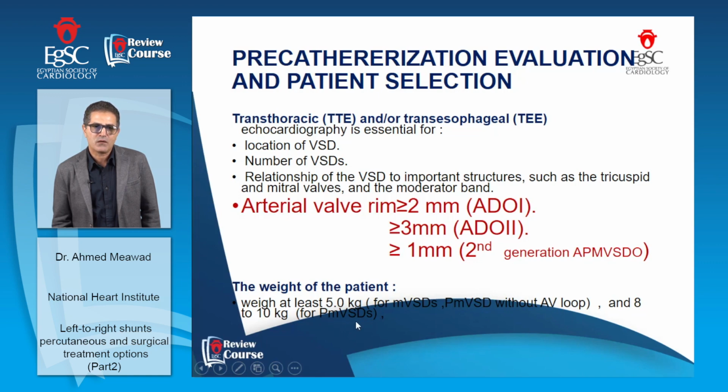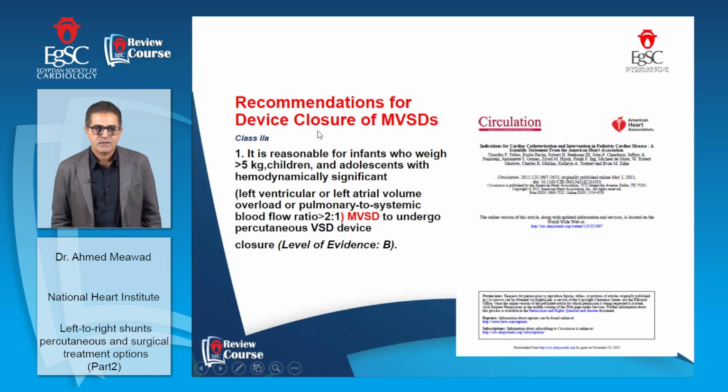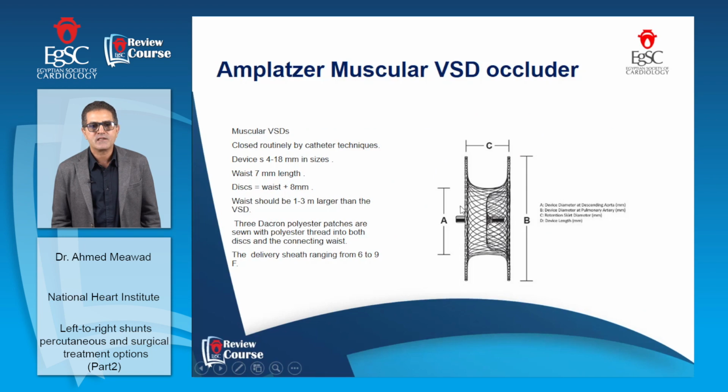perimembranous VSD closure. According to the guidelines, the only type indicated for transcatheter closure is the muscular VSD. It is considered class 2A. This is the muscular VSD occluder. It is a self-expandable device made of nitinol, made of 2 discs and a waist in between. It is available in sizes from 4 to 18 millimeter. The disc is 8 millimeter larger than the waist.